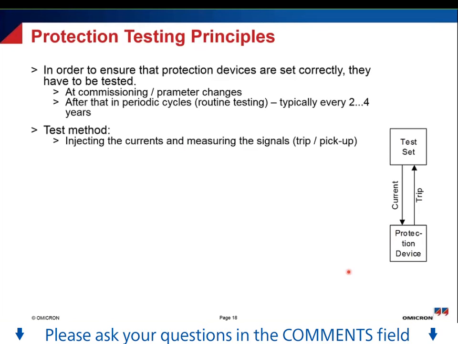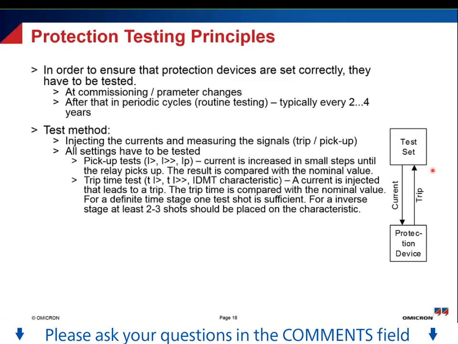So how do you test then the relays? Well, you inject currents and measure the signals back. So basically you have a test set here that injects a current into the protection device. And the protection device reacts whether it trips or not, and the trip reaction is measured back by the test set. So then in the test set you can define, well, for this current I got this trip time, so the relay is okay.